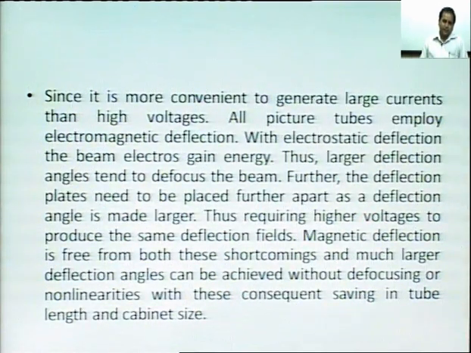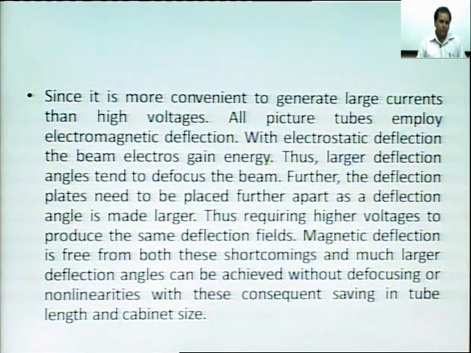Second, since it is more convenient to generate large current than high voltages, all the picture tubes employ electromagnetic deflection. This is another reason, because it is always convenient to generate large current than to generate high voltages. Generation of large current is easier as compared to generation of high voltages. For this reason also we employ electromagnetic deflection in the picture tubes.